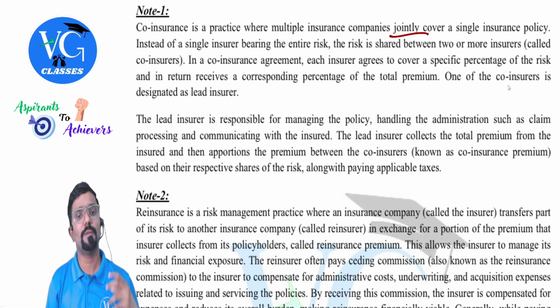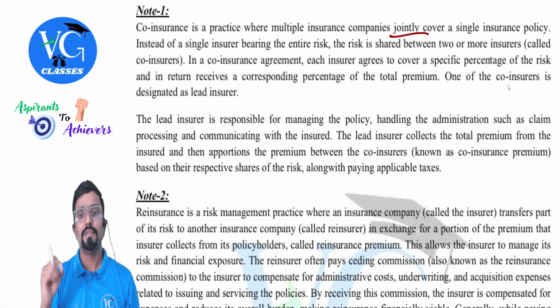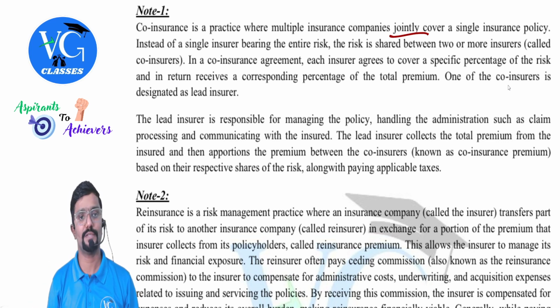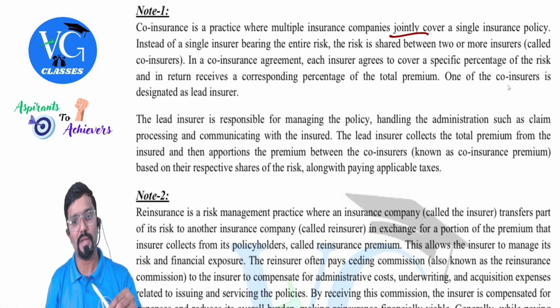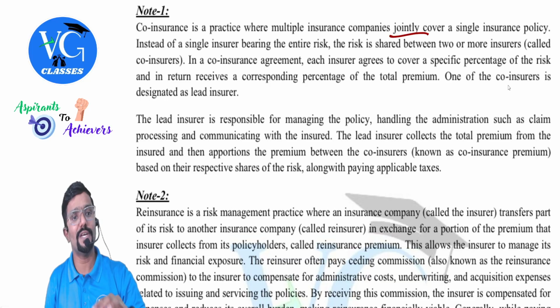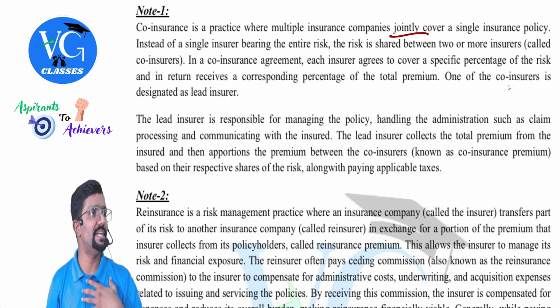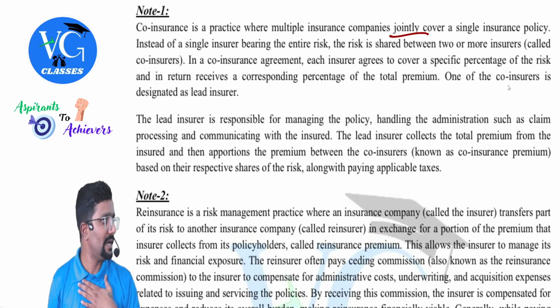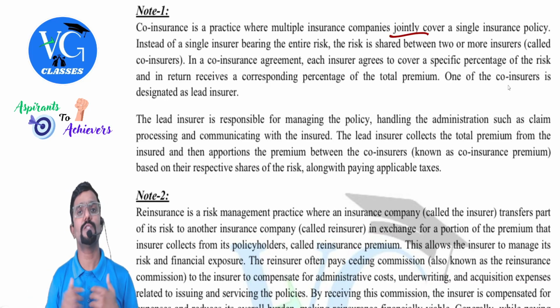Instead of a single insurer bearing the entire risk, the risk is shared between two or more insurers called co-insurers. In a co-insurance agreement, each insurer agrees to cover a specific percentage of risk and in return receives a corresponding percentage of total premium. One of the co-insurers is designated as what, guys? Lead insurer. In my example, who was it? SBI. Got it?